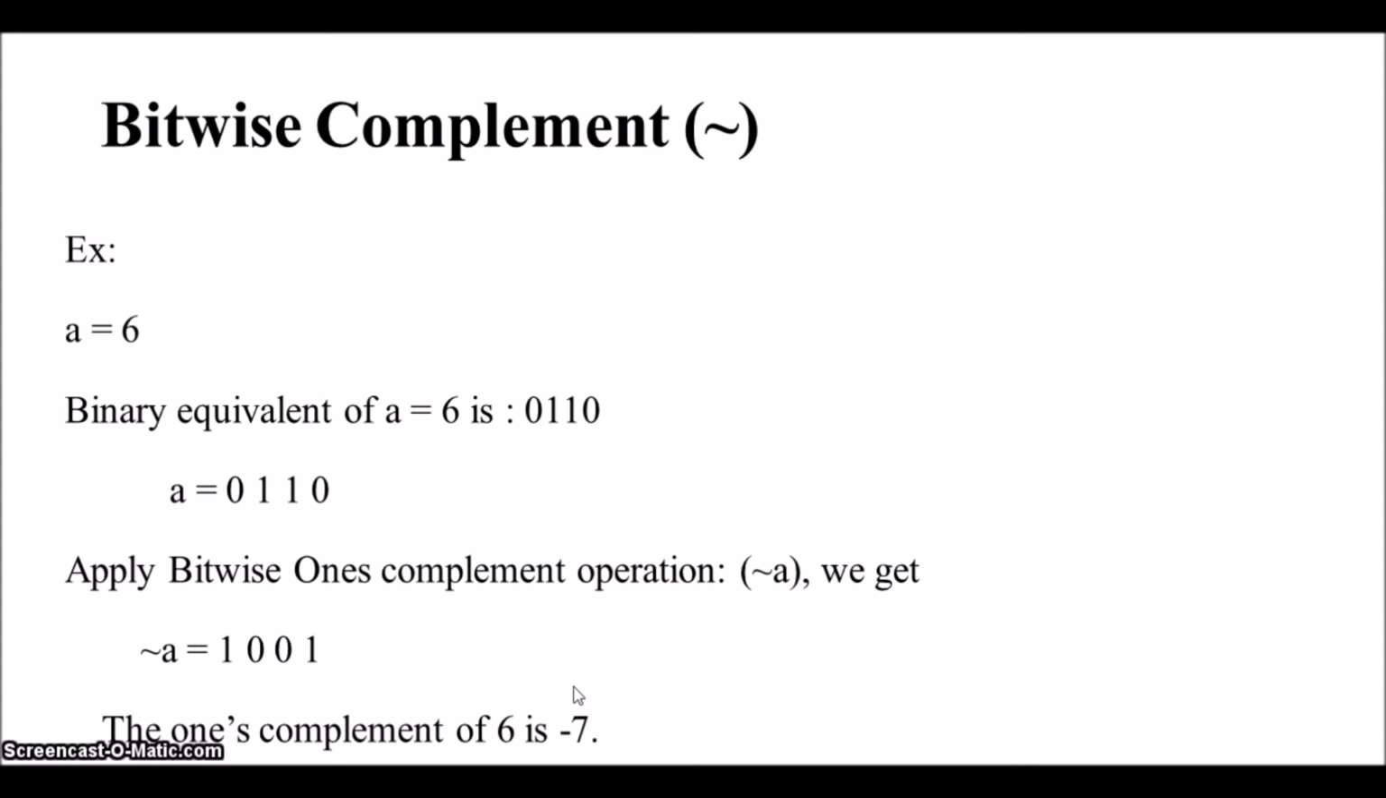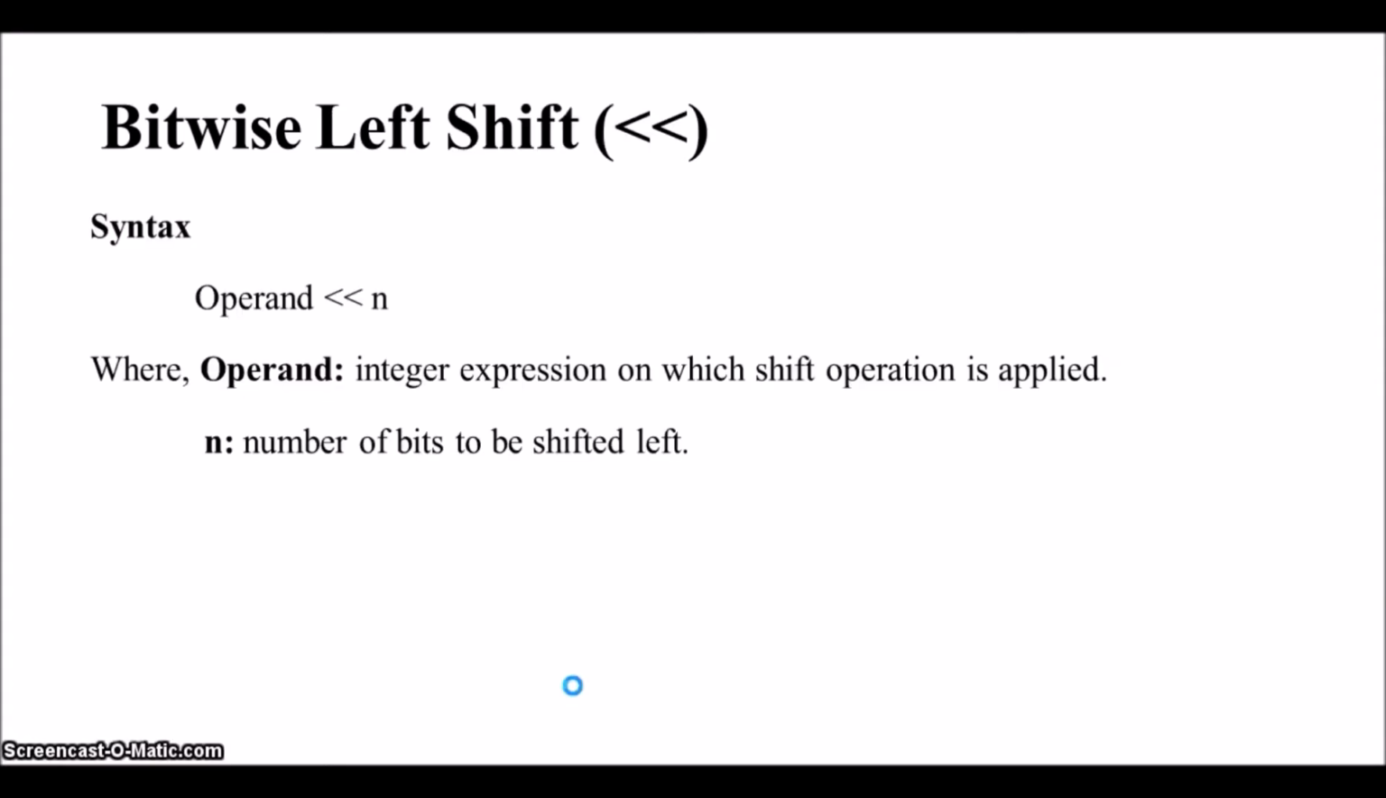Next come the shift operators. There are two shift operators in C programming, the left shift operator and the right shift operator. We'll start with the bitwise left shift operator, denoted by two less-than symbols. The syntax is: operand left shift operator n. Here the operand is an integer expression on which the shift operation needs to be applied, and n indicates the number of bits to be shifted left. The left shift operator shifts the bits to the left side, and the number of times is specified by n.